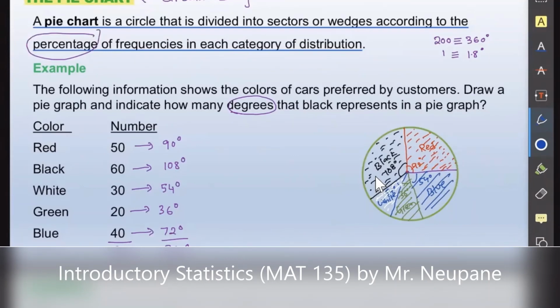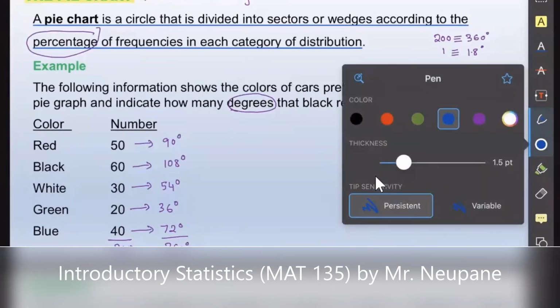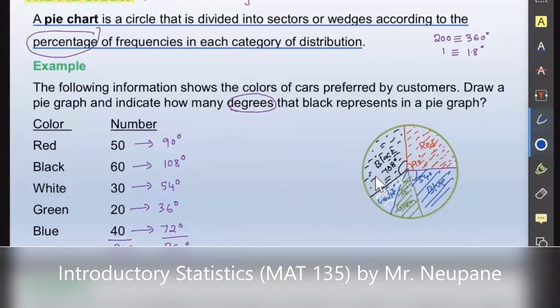Isn't blue supposed to be 72 degrees? Oh, that is a typo. I'm sorry. 72, you're right. Thank you so much. Yes, that is 72. The remaining is 72. Okay, great.